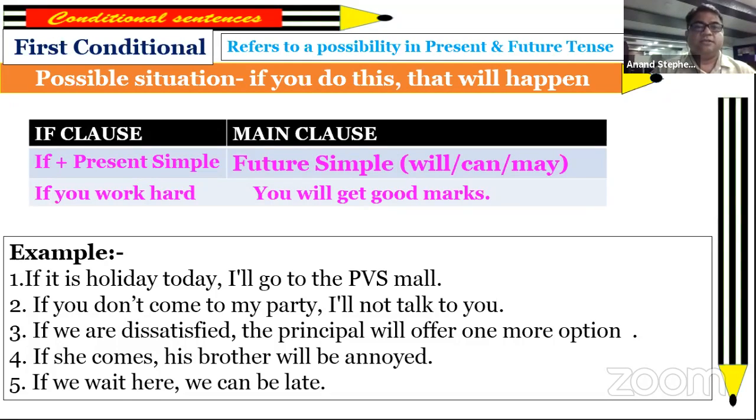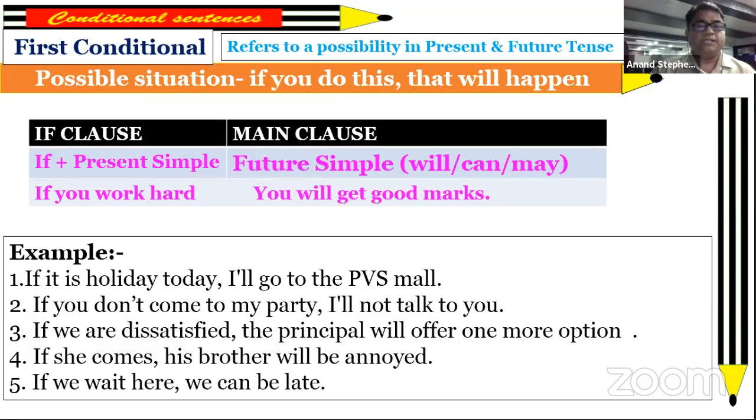First conditional. It refers to possibility in present and future. Now, both the possibility lies in present and future. Possible situation. If you do this, that will happen. ये possible है, ऐसी शर्त है, ये हो सकता है in future. If again present simple and in main clause, future simple will be used. Will, can, may, might may also be used. If you work hard, you will get good marks.